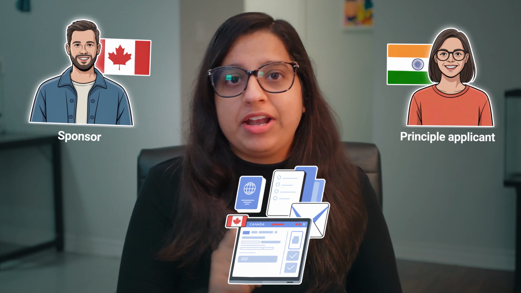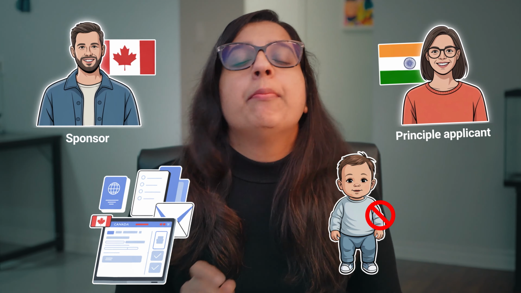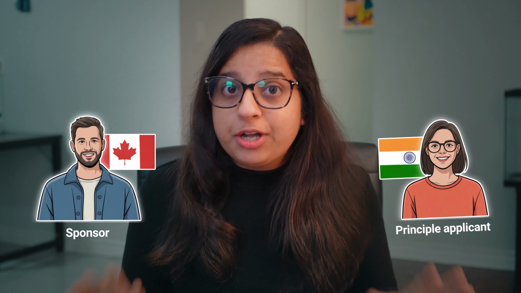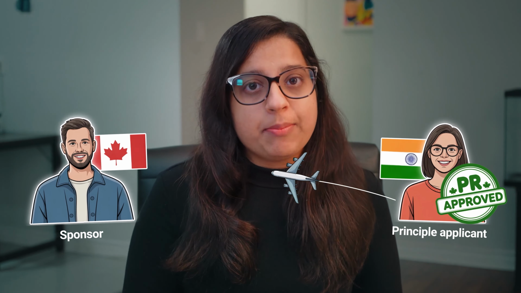My friend who is in Canada is a sponsor, sponsoring his wife for PR. His wife is the principal applicant, currently living in India, and she created this PR portal and is filling out this information. They do not have any dependent children, but here and there I will be covering some dependent children information as well for your reference. At the end of this application, once she gets the approval, she is the one who's going to immigrate from India to Canada on PR.